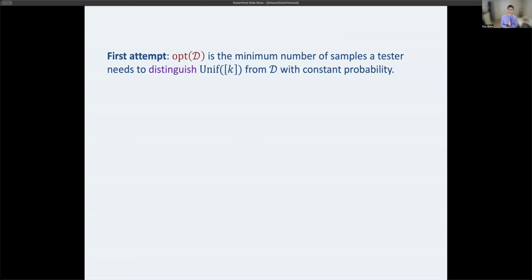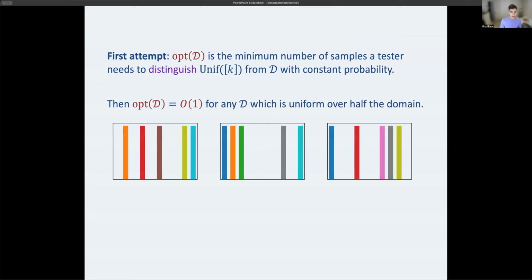Okay, now why does this not end up working as stated? Consider this case. The case is going to be where a distribution is uniform over half the domain. So here are 3 examples of distributions that are uniform over 5 of the 10 elements. It turns out for this particular notion of opt, all of these have a constant opt. Using just a constant number of samples, you can distinguish them from the uniform distribution, if you knew which of these 3 distributions you had, like if you knew which half of the domain D was uniform over.